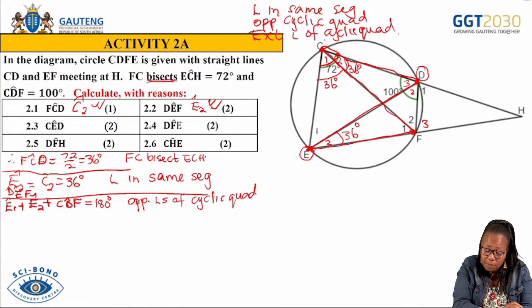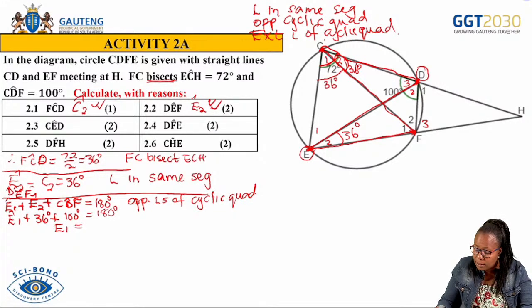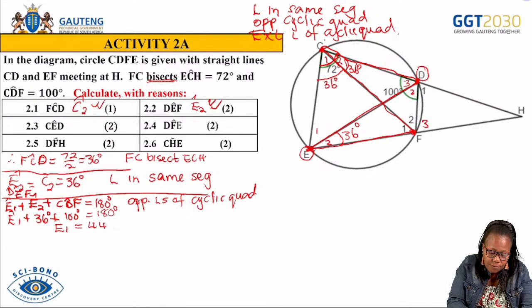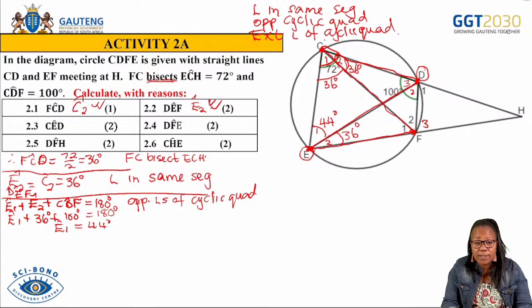Right. And then how much is E1? We don't know. But E2 we know is 36 degrees, just calculated that above. And then CDF is given as 100 degrees. 180 is for the opposite angles. Therefore, E1 is equal to 180 minus 136. 180 minus 136 is giving us 44 degrees, grade 12. So the value of E1 will be 44 degrees.